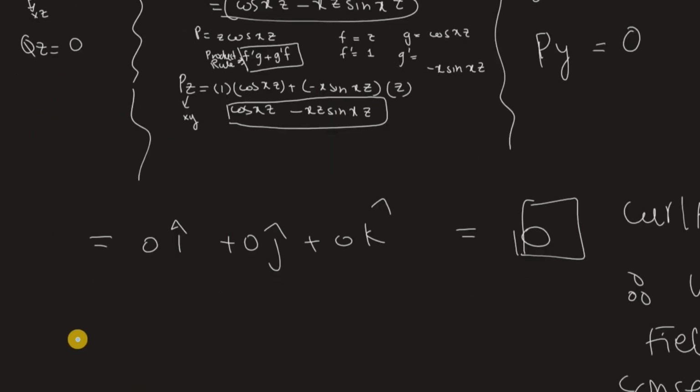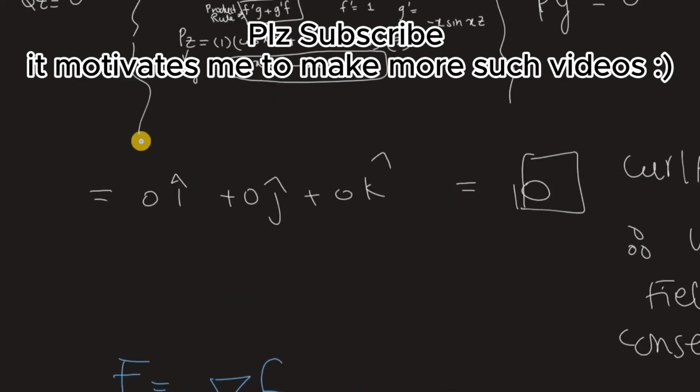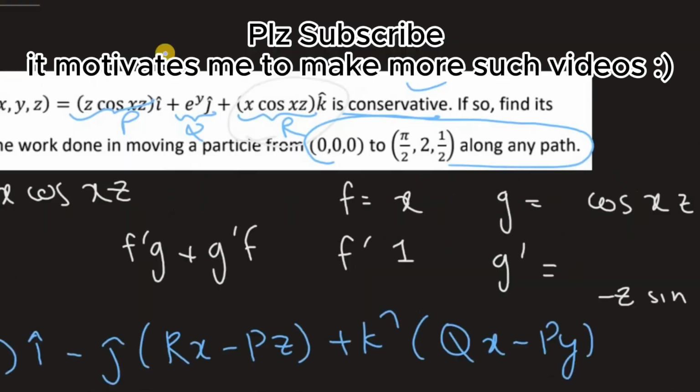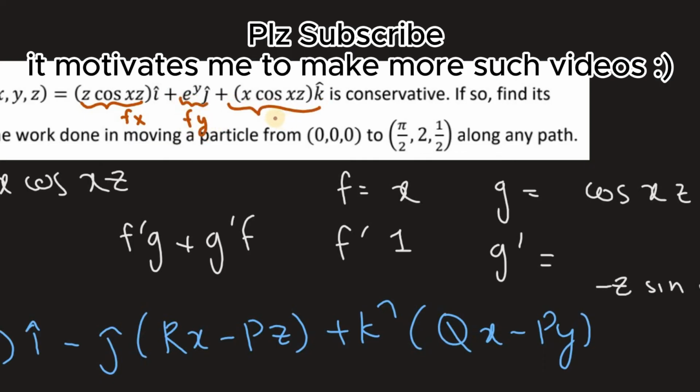And remember gradient. The gradient is nothing but simply the partial derivative with respect to x, partial derivative with respect to y, and partial derivative with respect to z. So this is how it's written. So that means these components that you see over here, this is the partial derivative with respect to x, this is the partial derivative with respect to y, and the z component is the partial derivative with respect to z.